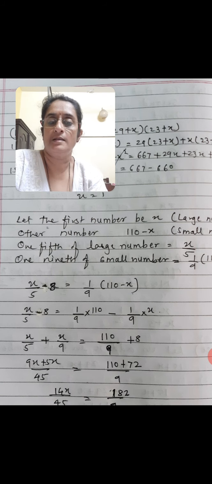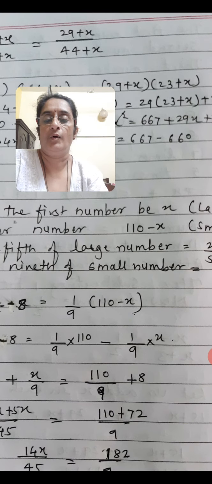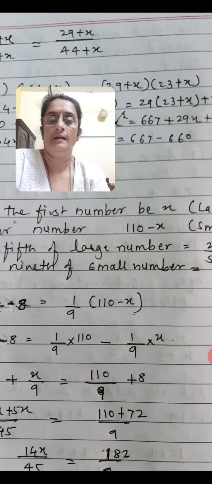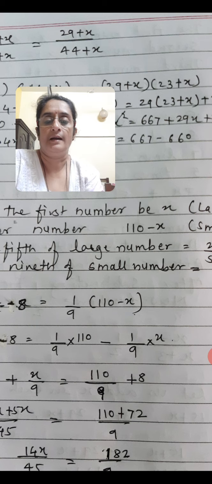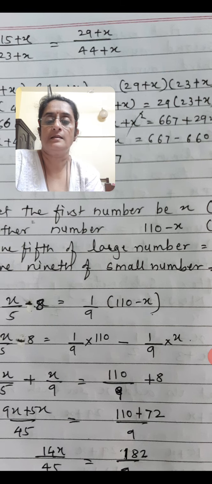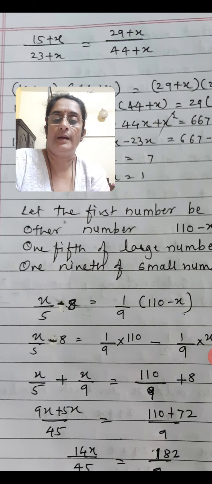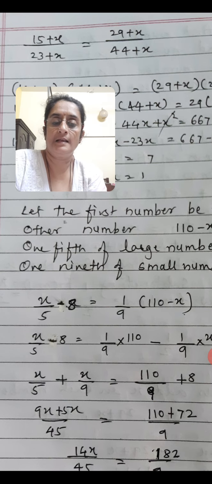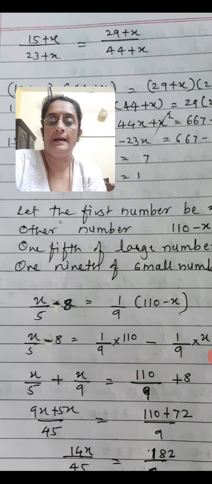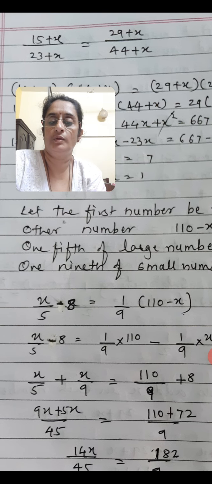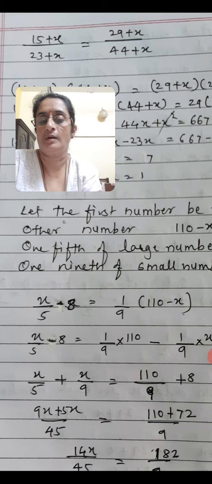Now solve the equation. Open the bracket on the right hand side, left hand side let it be as it is, and 1 upon 9 into 110 and 1 upon 9 into x. That gives you 110 upon 9 plus 8. So on the left hand side, minus 8 comes to the right hand side, it becomes plus 8, and on the right hand side, x upon 9 goes to the left hand side and that becomes plus x upon 9. Now once you get this equation, you can solve it.